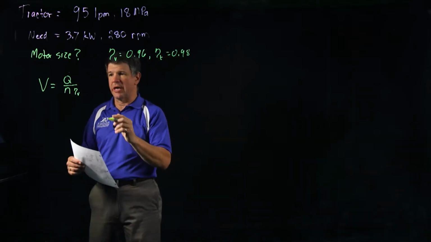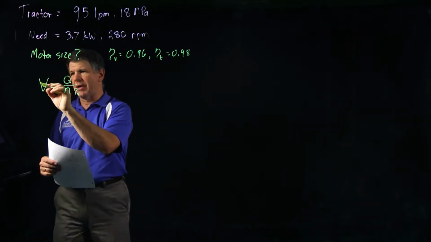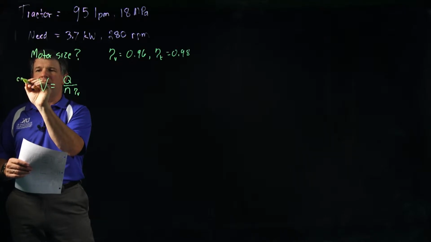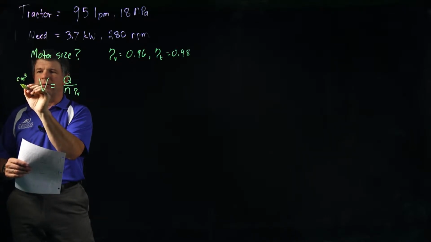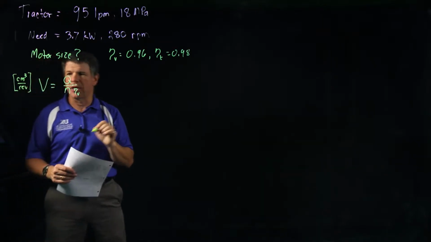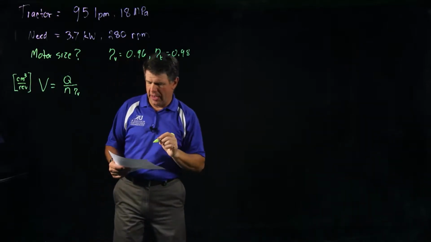Okay, so let's figure this out. Let's run through it. What are my units? I'm going to need cc's, cubic centimeters, and I'll write it this way just to be different, cubic centimeters per revolution. That's what the units are, even though we sometimes just say cubic centimeters for that. All right, plug it in.